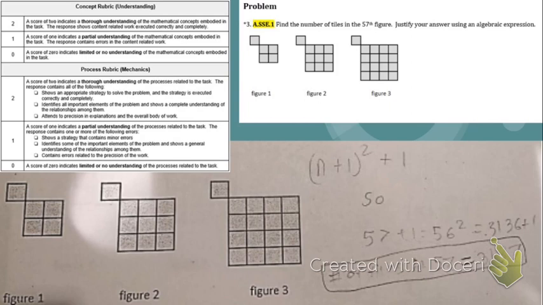On the first page, this is the problem they were given. Pretty much exactly what you guys were just looking at. Find the number of tiles in the 57th figure. So even further out. So you definitely don't want to just be drawing this. It says justify your answer using an algebraic expression. That's what we were writing down. Is what's a way using variables that I can find this number without having to draw every single picture in between.